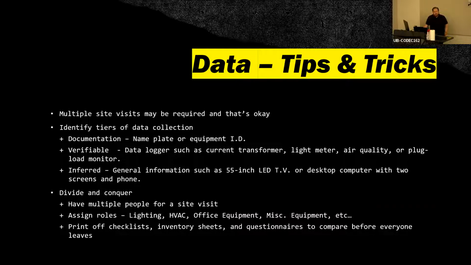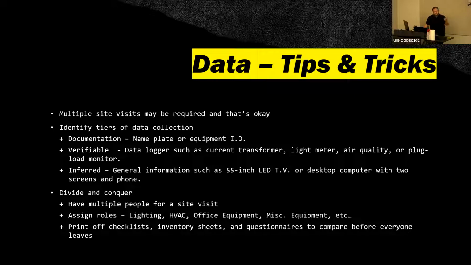You want to identify data tiers of collection. At the lab, how we organize it is documentation is one of them. So a nameplate or equipment ID, so often an RTU or a heat pump or AC unit. And then you have verifiable. That means we're bringing loggers out, plug load, light meter, air quality, CO2 meters, things of that nature. We're collecting the data that we're going to use and reference.